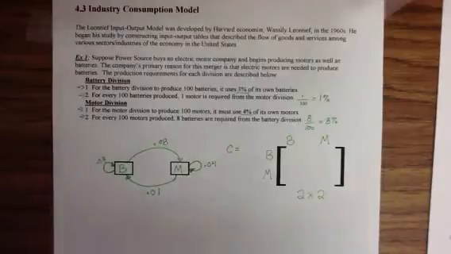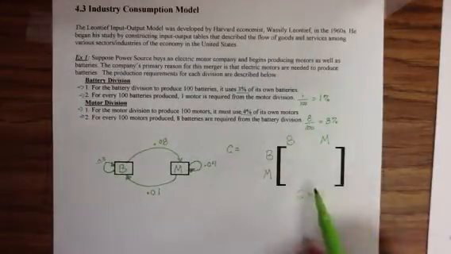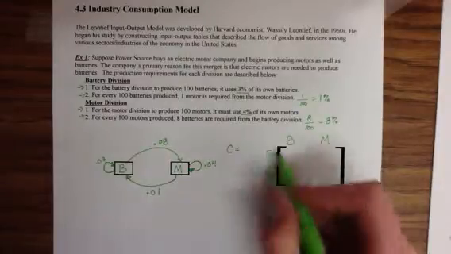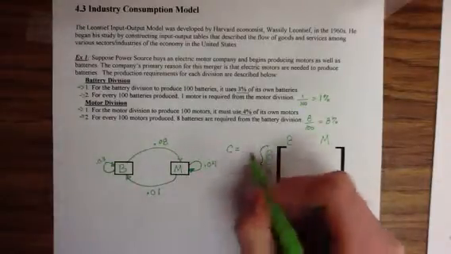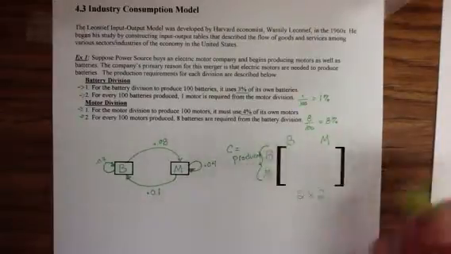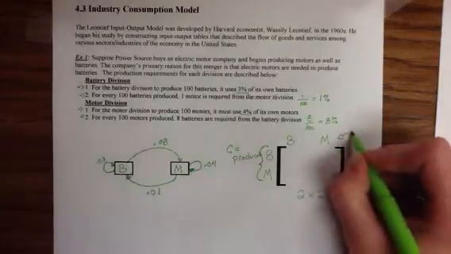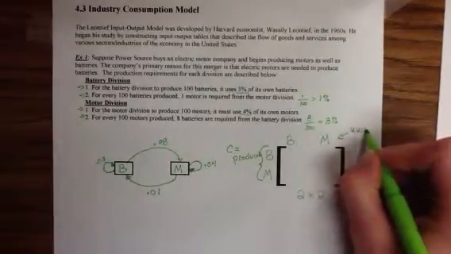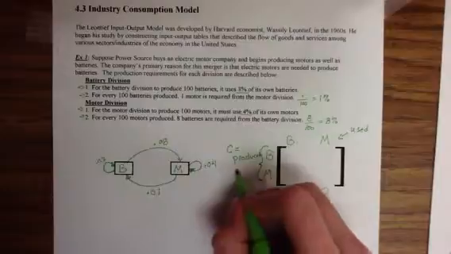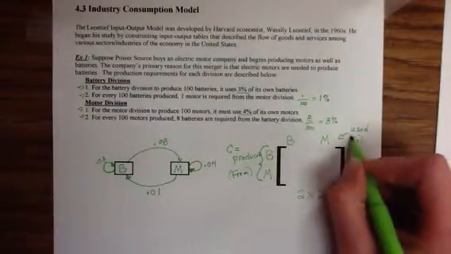Alright, so what we're going to do is take this model and transfer it into a matrix form. So what's happening here is this side is what's being produced. And up here, the top is where it's being used. So basically, this is where it's coming from, and this is where it's going to.